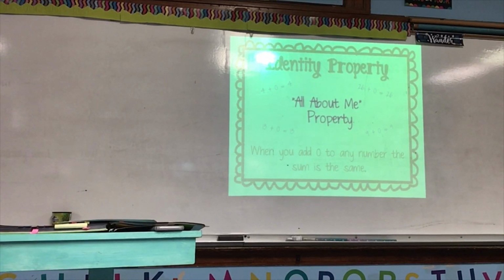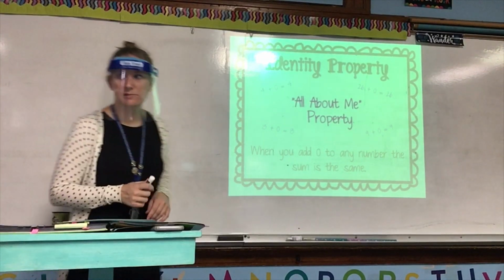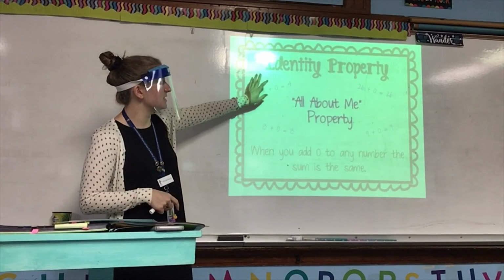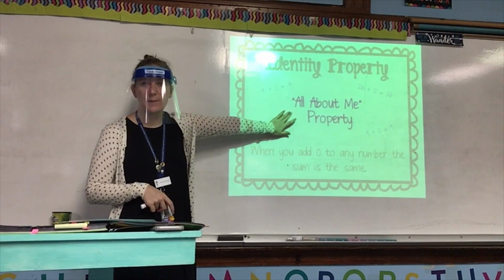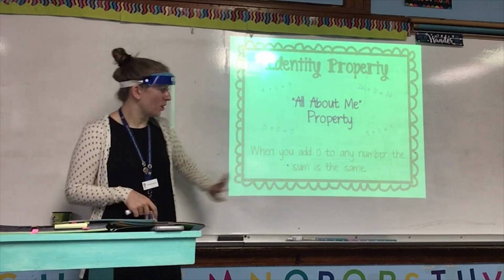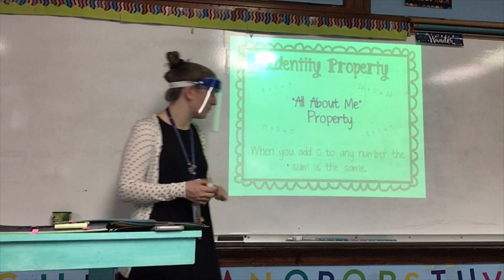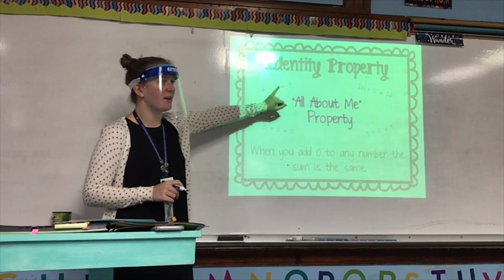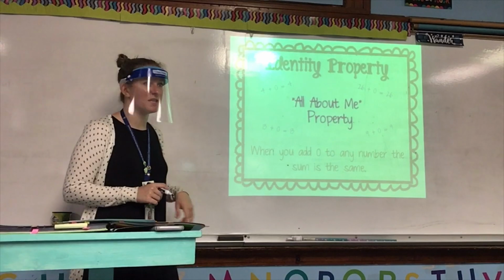Look at identity property. Make sure your paper's on your desk. The identity property is also called the all about me property because it's all about 0. Whenever you add 0 to any number, the sum is the same. So whatever number you're adding 0 to, that's going to be the sum.